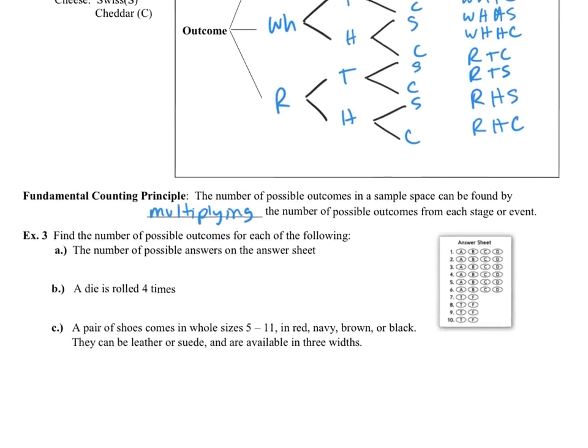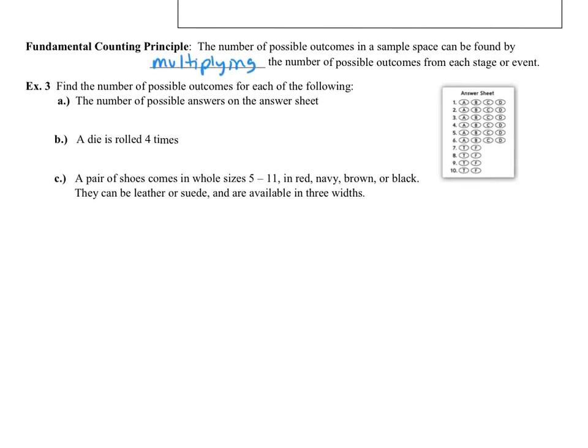Let's look at a couple other examples. How about example 3, which says, find the number of possible outcomes for each of the following: the number of possible answers on this answer sheet. You'll see that there are 10 questions. Question number 1, there are 4 possible choices, so I'm going to write down a 4. Then question number 2, there are 4 possible choices, and the same thing for numbers 3, 4, 5, and 6. So I'm going to multiply 4 by itself a total of 6 times. Let me count to make sure I did that right: question 1, question 2, question 3, question 4, question 5, question 6.